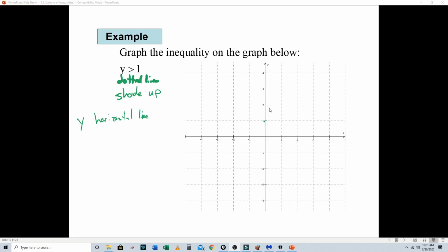So, horizontal line through 1. Dog, let me do my job. All right. Okay. Dashed line, so dashed. Okay, this isn't that easy with a dog, just a huge dog trying to grab your arm. All right, and it is shaded up, so shaded up.